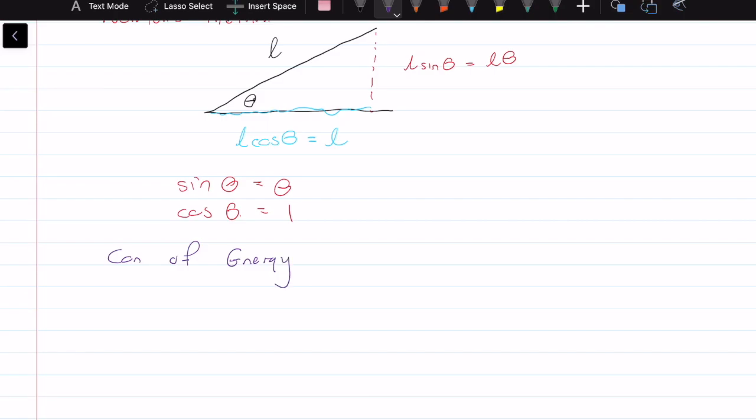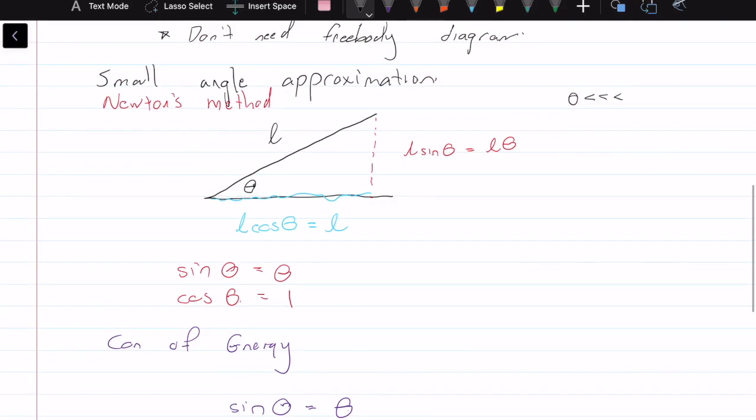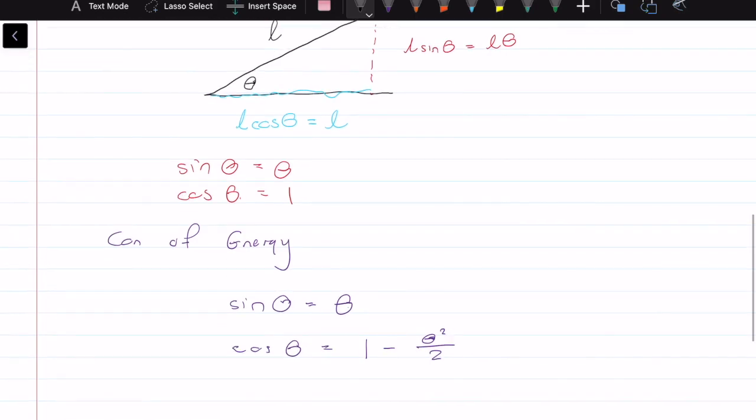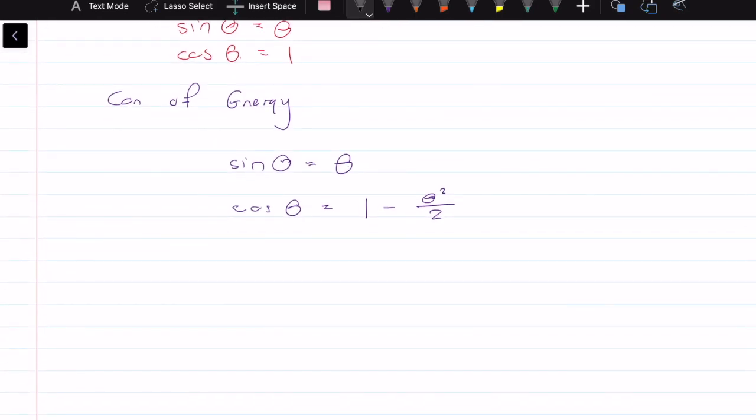Okay, so for the conservation of energy systems, we can approximate sine theta once again as being equal to theta, but this time we approximate cos theta as being equal to 1 minus theta squared over 2. These are very important approximations, and we use them all the time, so you need to get used to this. With that being said, I think we can get into some examples.